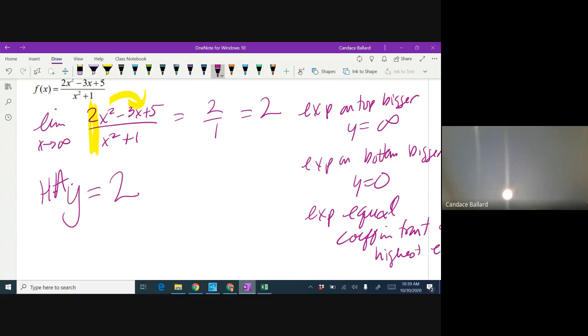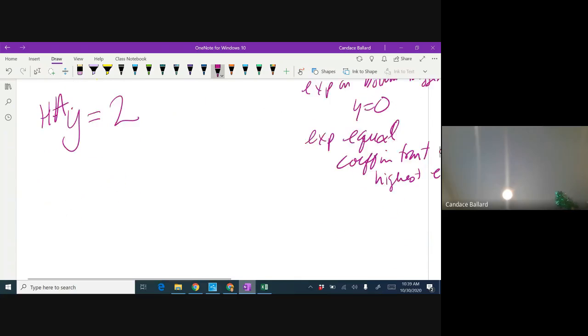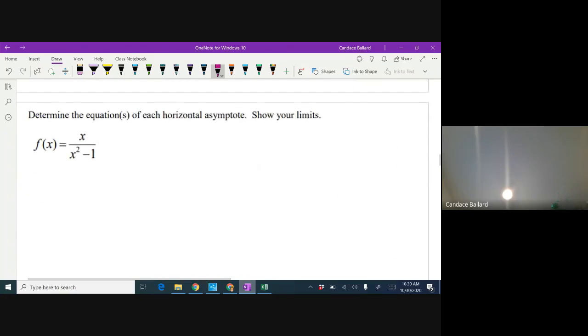Okay, let's look at the next one. I get f of x equals x over x squared minus 1. So I am going to go ahead and try to use my limit to find it. The limit as x approaches infinity of x over x squared minus 1.